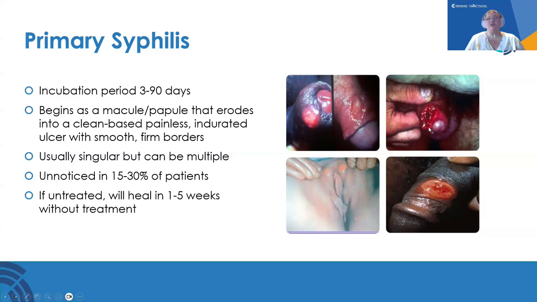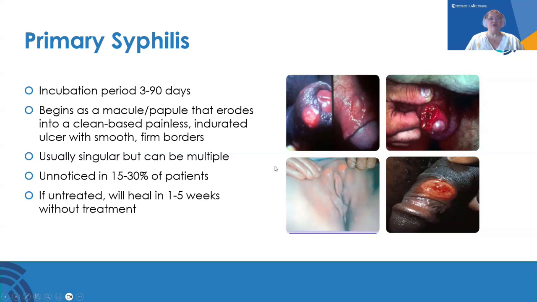I put this picture in because this is a person living with HIV, and when they get syphilis, sometimes it can invade tissues very deeply. So you can see on the surface, if you were looking at this, you might be thinking penile cancer or another type of diagnosis, but this is actually syphilis in a person living with HIV.